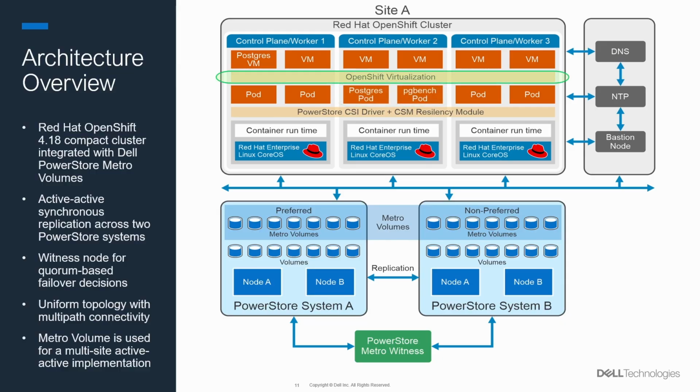In addition to container workloads, OpenShift virtualization is enabled on the same cluster. This allows virtual machines to run alongside containers on the same platform. A Postgres virtual machine is also deployed using PowerStore Metro Volume backed storage. This VM is used to validate the same failover scenarios in a virtualized environment, mirroring the behavior we test with containers.